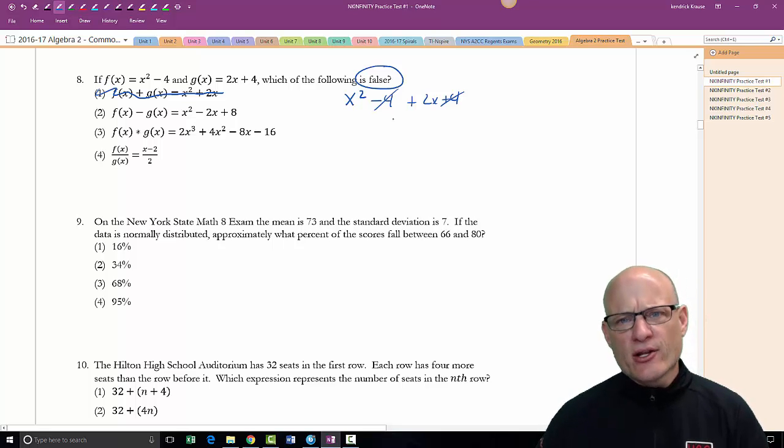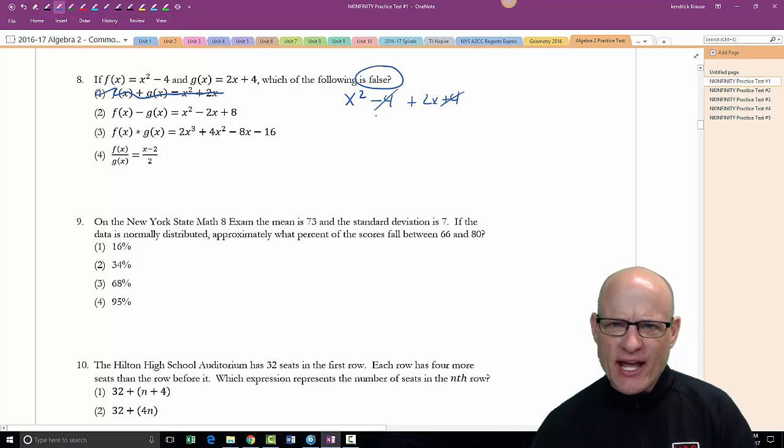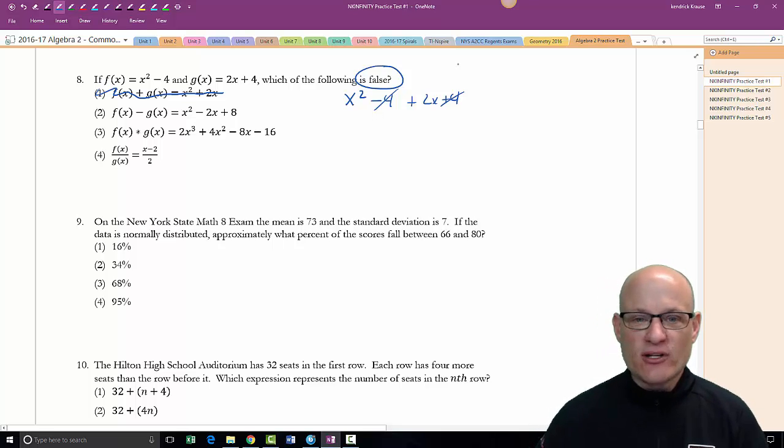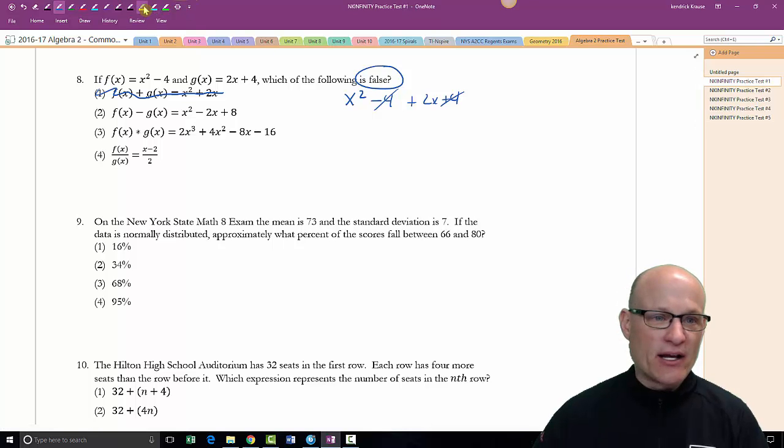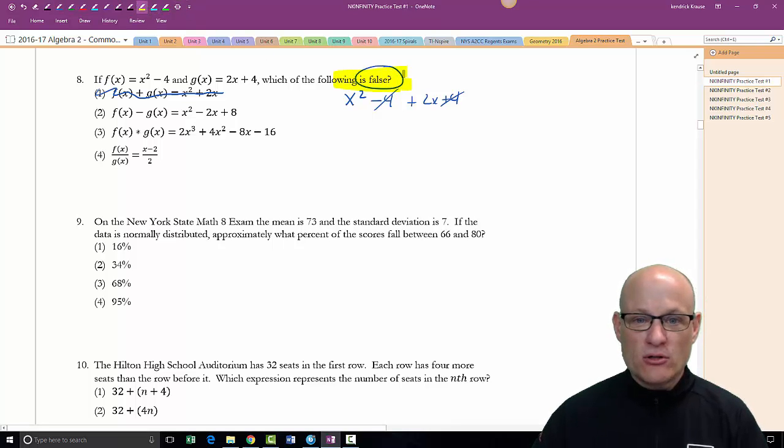Remember, New York State loves to write the word not, or false, or which one's not going to happen, you know, they use those negatives in there. So grab a highlighter, highlight them, go, oh, can't trick me.